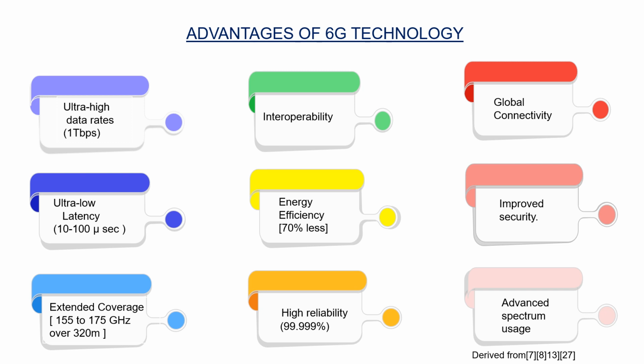Then interoperability, it is the ability of different devices or systems to work together seamlessly, and 6G is expected to be interoperable with the previous generation. Then the energy efficiency, that is 70% less, highly reliable compared to 5G. Then the other advantages are global connectivity, improved security, and advanced spectrum usage.